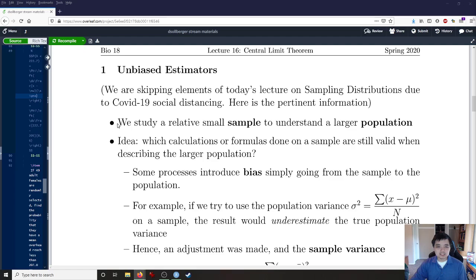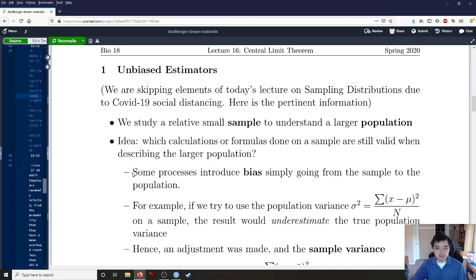The main idea is that what tends to happen in practice when we're conducting science is that we study a relatively small sample to understand a larger population. Now, here in our course, we have studied formulas such as mean, median, standard deviation, etc. And the question that would come up is which calculations or formulas done on a sample are still valid when we're describing the larger population? Is it okay for us to make that transition?